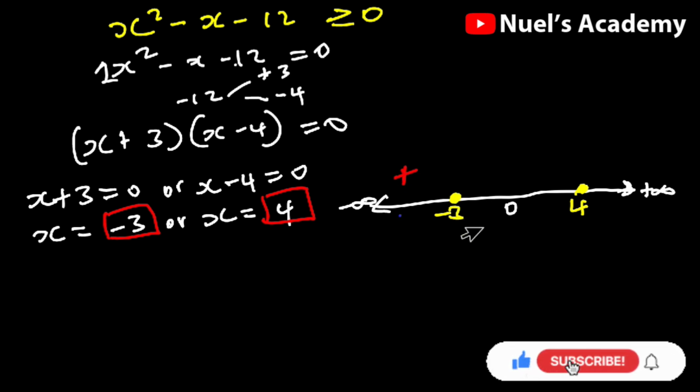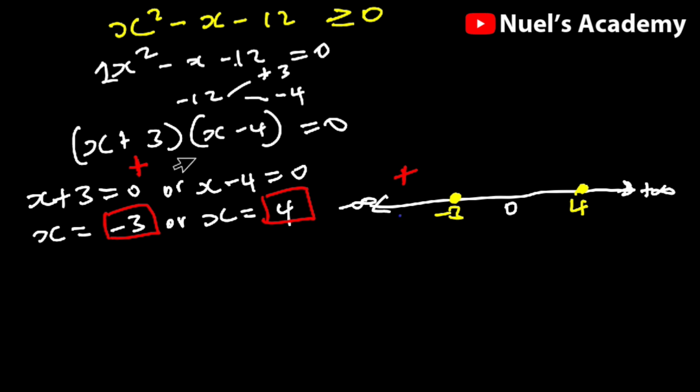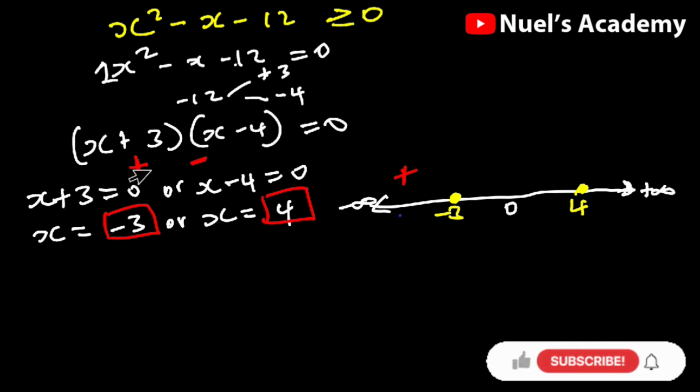So let's pick a number that's between negative 3 and 4. So let's pick 0. So 0 plus 3 is going to give us a positive answer. 0 minus 4 is going to give us a negative answer. Positive times negative is equal to negative. So this is a negative. Obviously, this place is going to give us positive because this is positive, negative, positive. So the signs are always alternating.